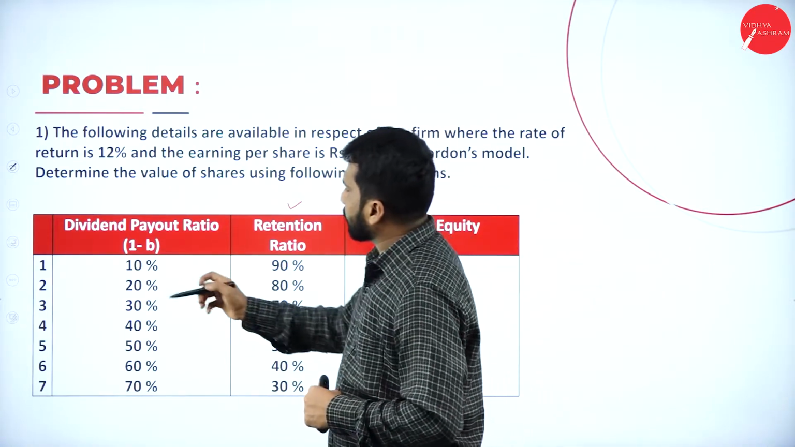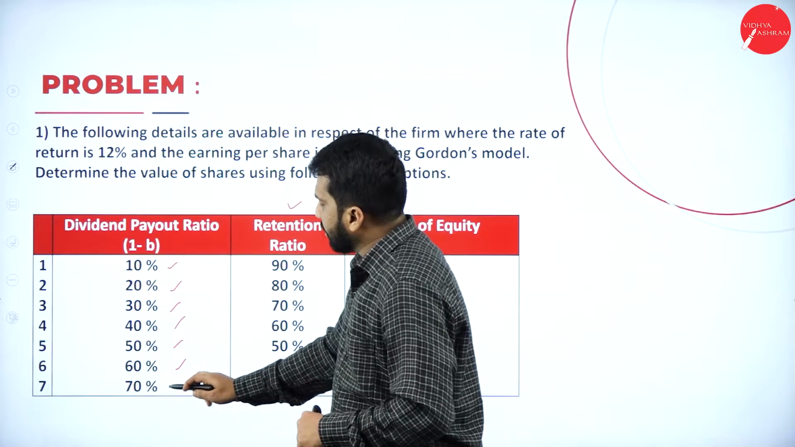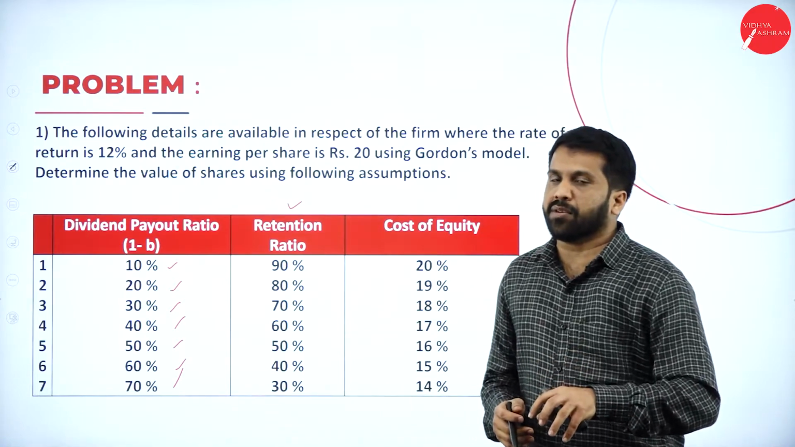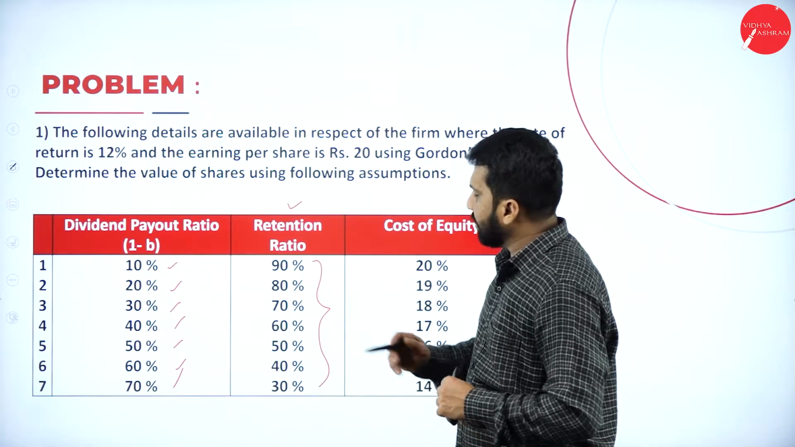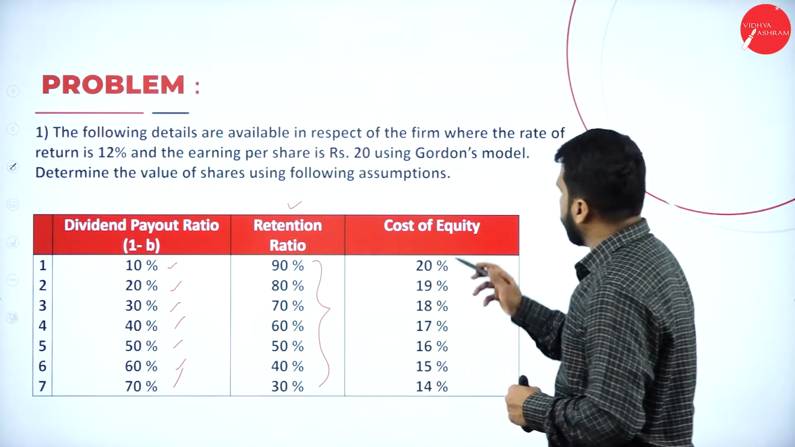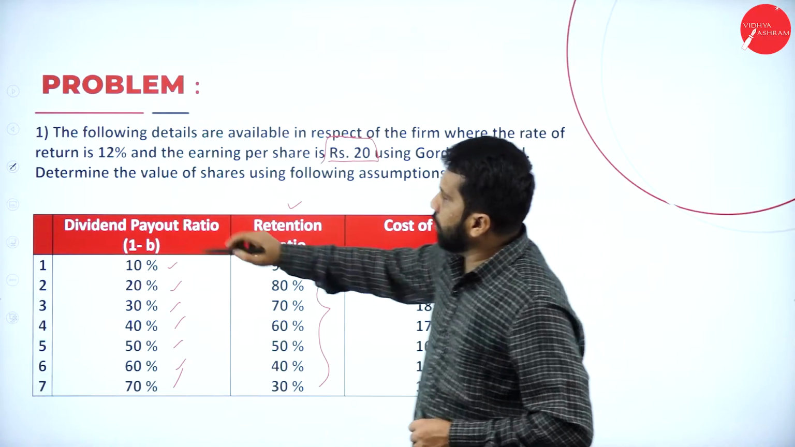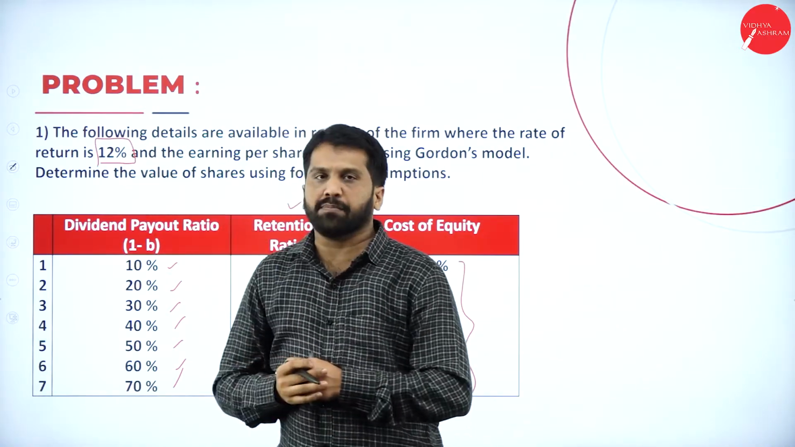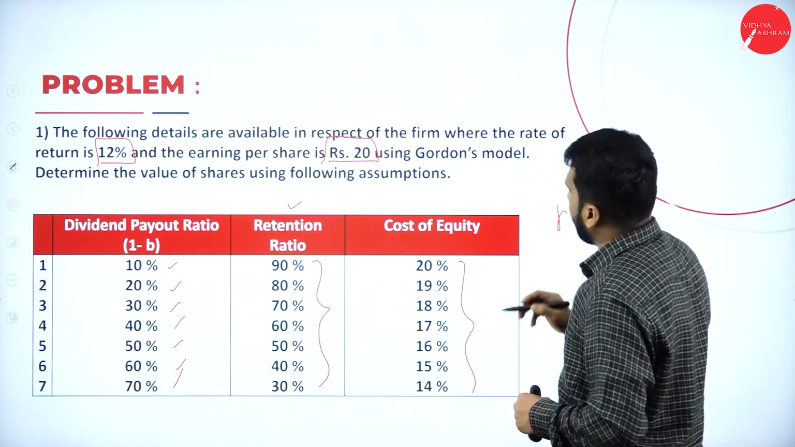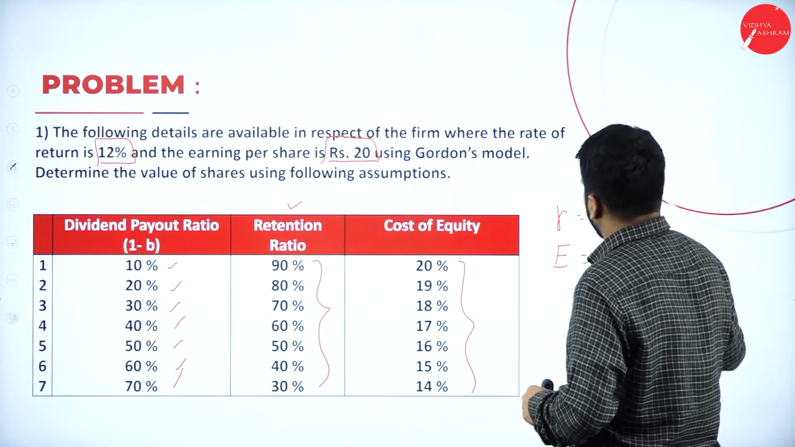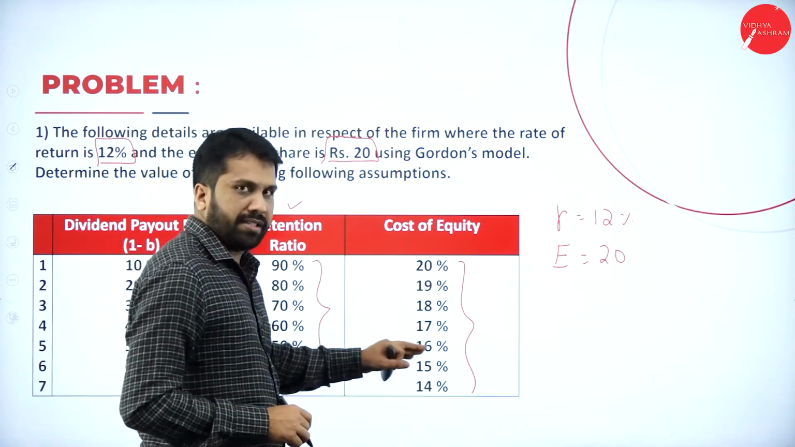As per this, the dividend payout ratio is 10%, 20, 30, 40, 50, 60, 70. As per Gordon's model, we get retention also. These are called retentions. Along with that, we have cost of equity. So what is the value of equity? 20. What is the rate of return? It is 12%. Rate of return 12% and your earning is 20. Then cost of equity is given.